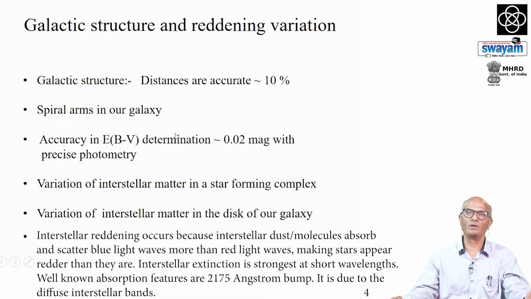And this way, if we are able to determine color excess of many star cluster complexes in star forming regions, then that information can be used to study variation of interstellar matter in star forming complexes, as well as variation of interstellar matter in the disk of our galaxy, because most of these young star clusters, where we still have interstellar matter in the cluster region, are located along the disk of our galaxy.